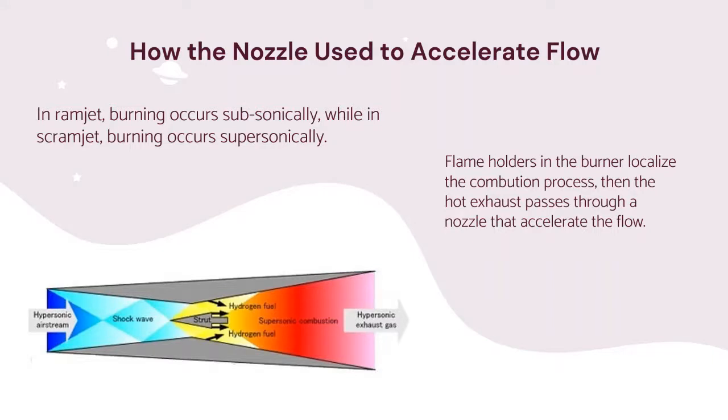And here is how the nozzle is used to accelerate the flow. The flow existing at the inlet of a ramjet is always subsonic, while the flow of a scramjet is supersonic and has fewer shock losses than a ramjet inlet at the same vehicle velocity. In the burner, a small amount of fuel is combined with the air and ignited. Most of the hot exhaust has come from the surrounding air, and the flame holder in the burner localizes the combustion process. And leaving the burner, the hot exhaust passes through the nozzle, which will accelerate the flow.